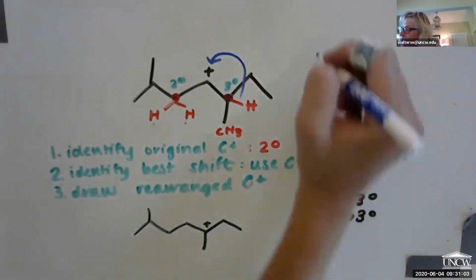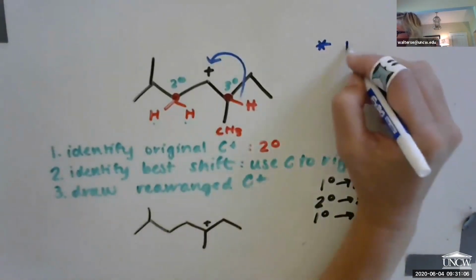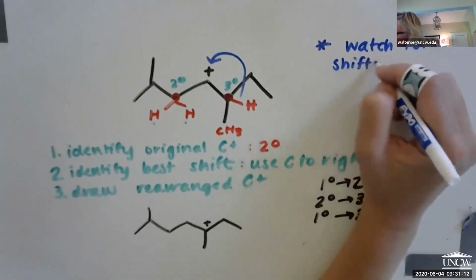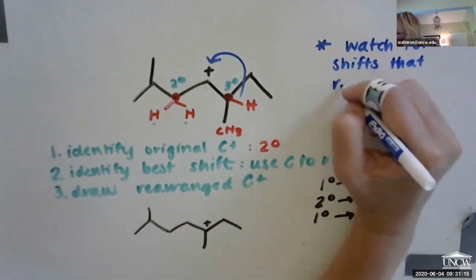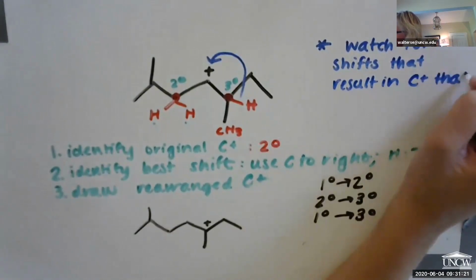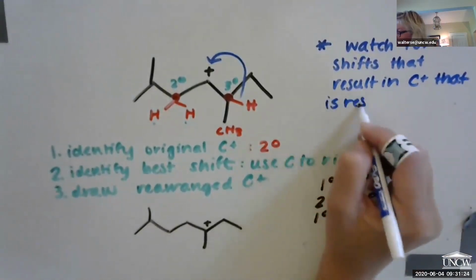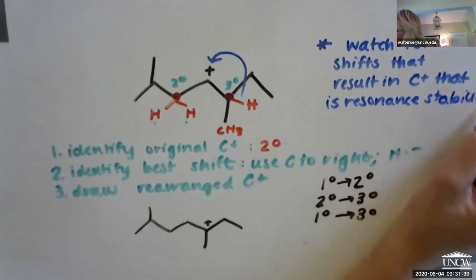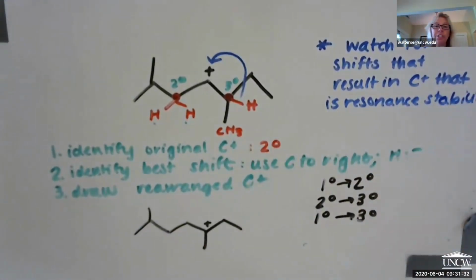Now what we have to watch out for though is shifts that result in a carbocation that is resonance stabilized. So we could do a shift secondary to secondary, but the shift would be to an allylic secondary position. And I'll show you what I mean by that before we move on.